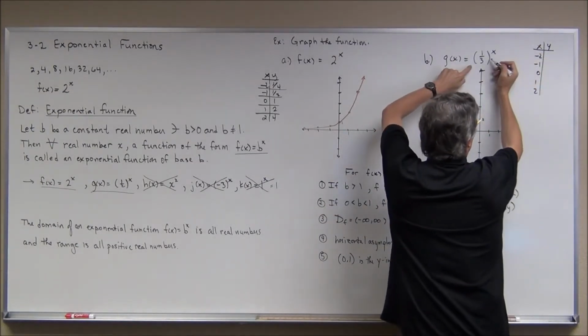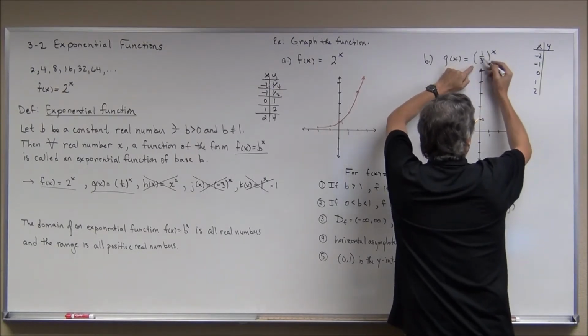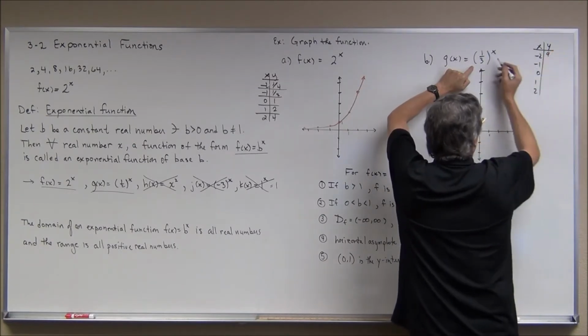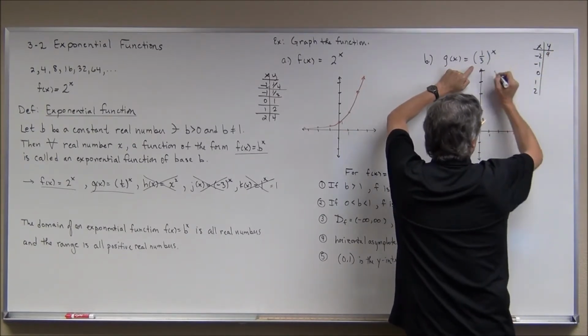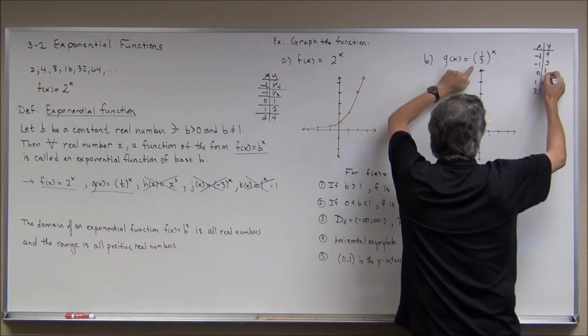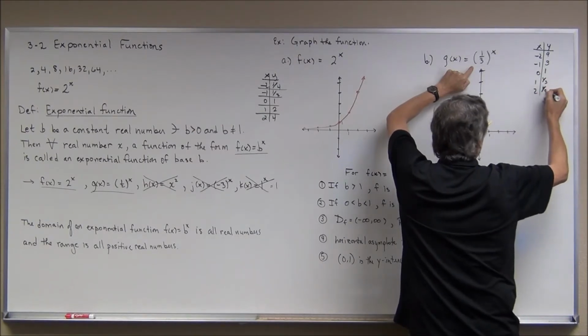Now remember, when you have a fraction to a negative power, that's the same as the reciprocal of the fraction to the positive. So 1/3 to the -2 is the same as 3 squared, which is 9. 1/3 to the -1 is the same as 3 to the +1, which is 3. 1/3 to the 0 is 1, 1/3 to the first is 1/3, and 1/3 to the second is 1/9.